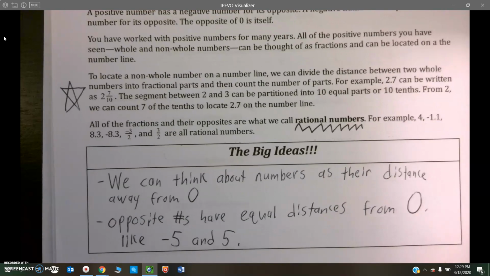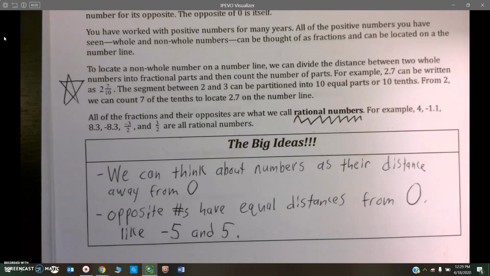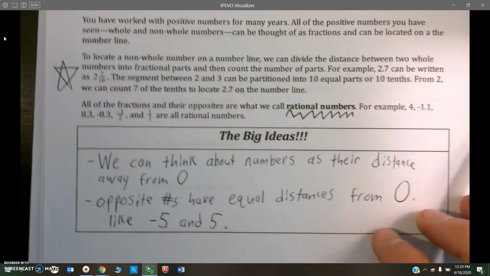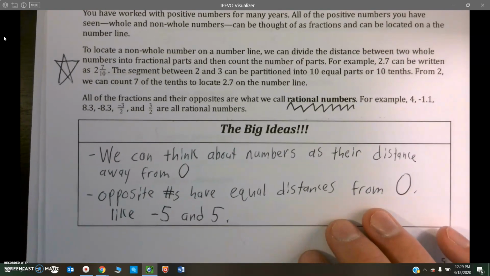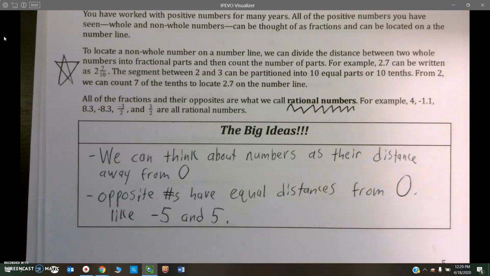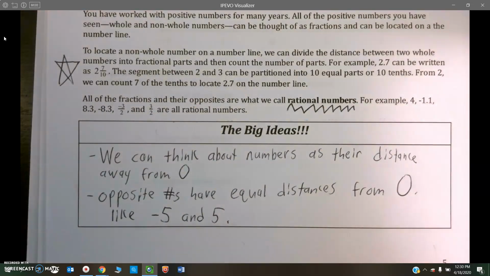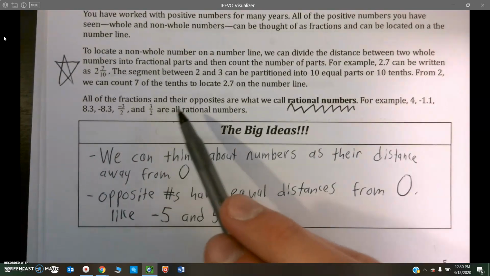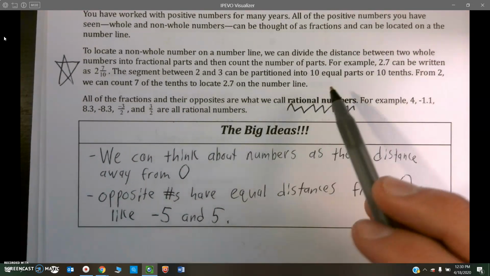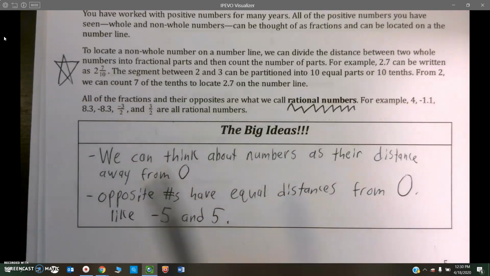And an important piece that we didn't go over in the lesson is this new term, rational numbers. So throughout school, you've mainly just been talking about positive numbers, and then in recent years, you've gotten more into fractions and decimals. So a way to talk about all positive and negative numbers at the same time, including those with decimals and fractions, we call those rational numbers. So all of the fractions and their opposites are what we call rational numbers. And here are some examples.